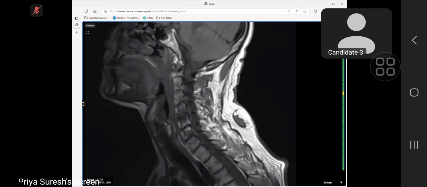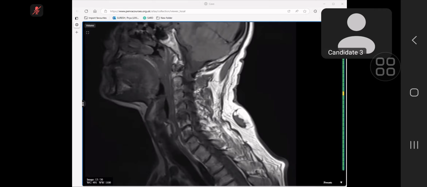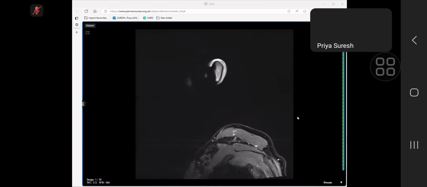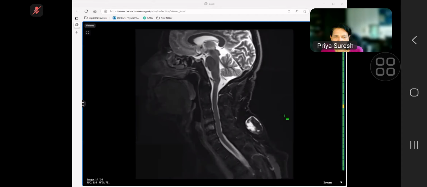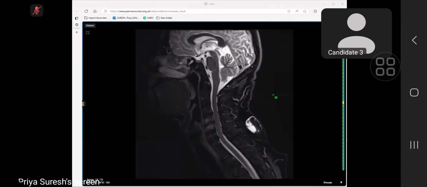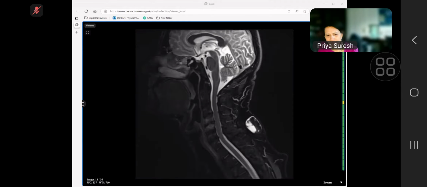Besides this, moderate degenerative changes are also noted in the cervical spine. So I would like to see the post-contrast axial MR image of this patient to further comment on enhancement. I have a STIR image for the same patient, and on this image it did not show any enhancement. It was just the same.